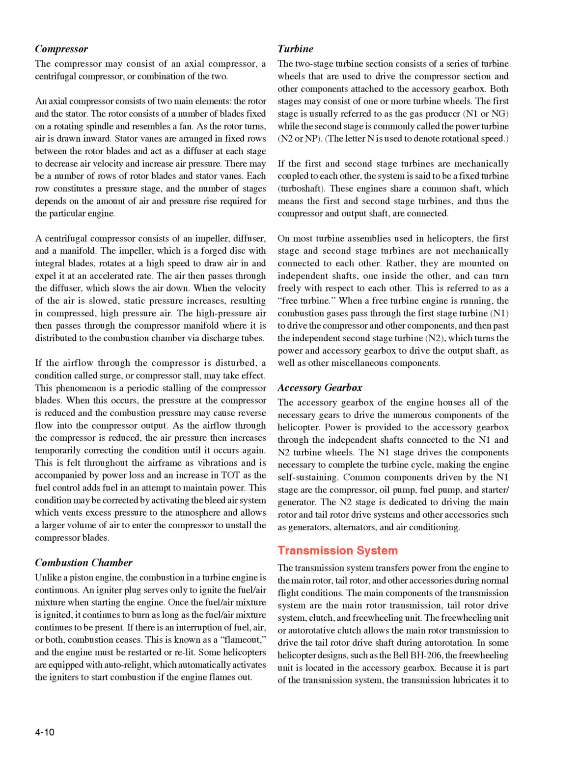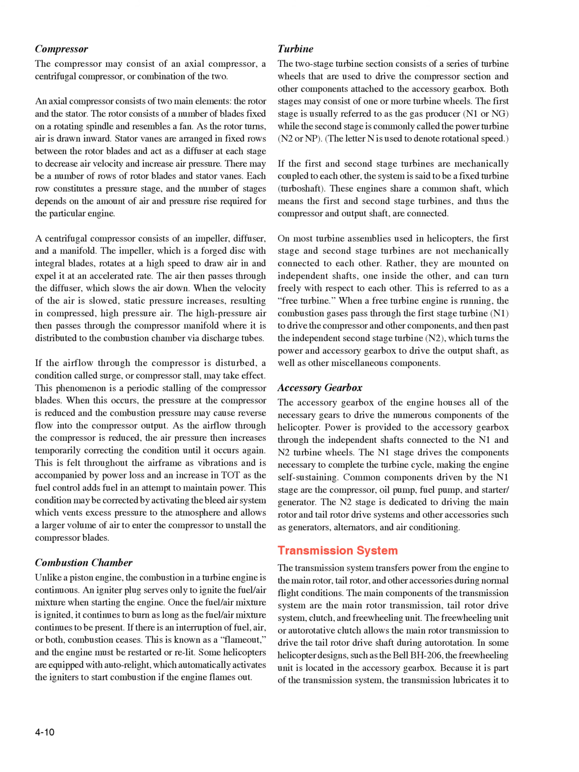When a free turbine engine is running, the combustion gases pass through the first stage turbine, N1, to drive the compressor and other components, and then pass the independent second stage turbine, N2, which turns the power and accessory gearbox to drive the output shaft, as well as other miscellaneous components.